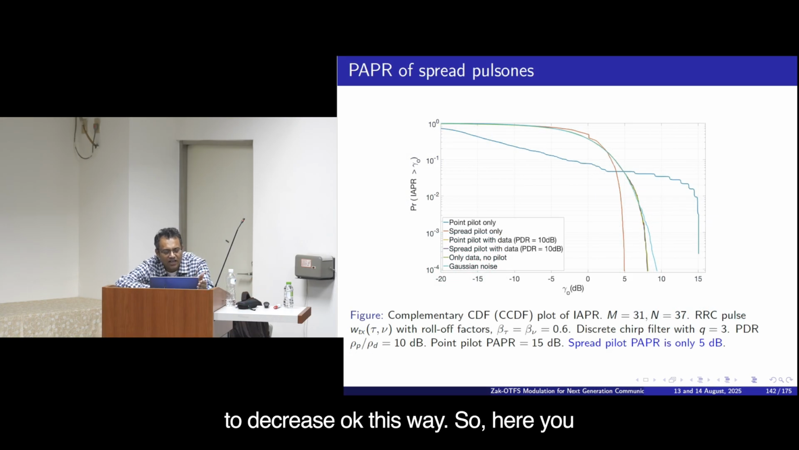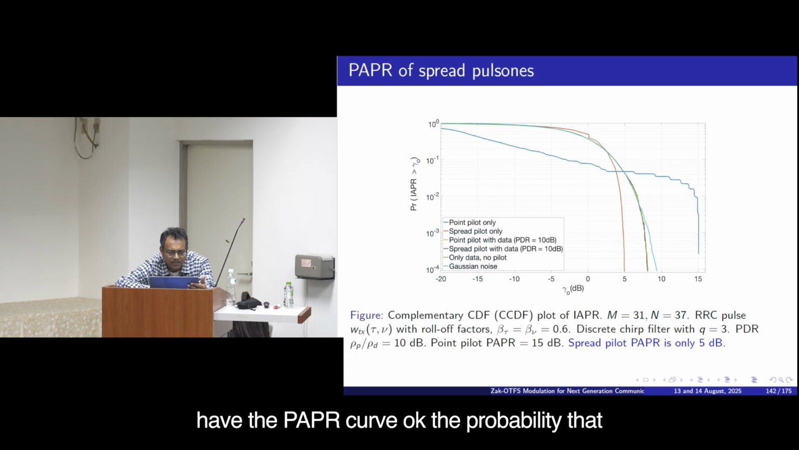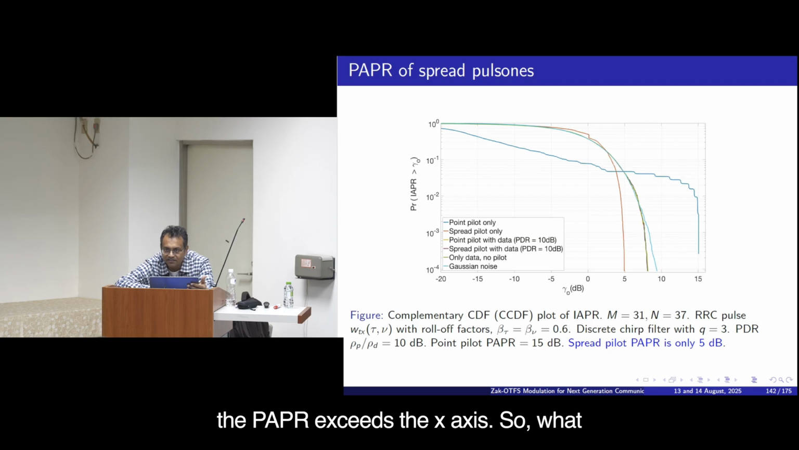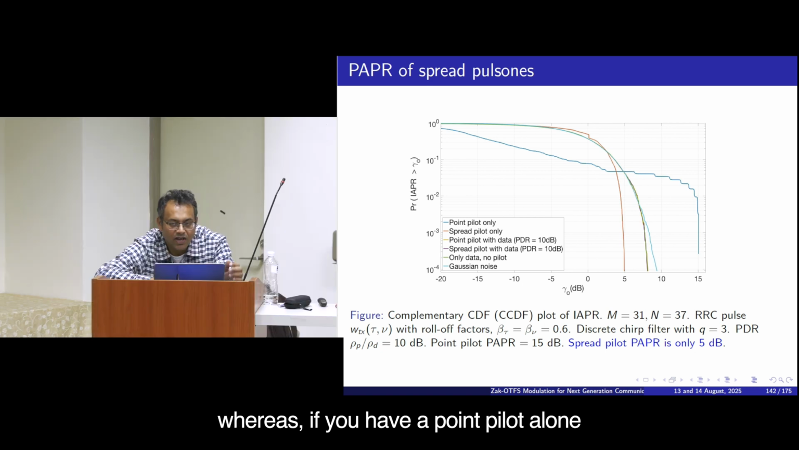So here you have the PAPR curve. The probability that the PAPR exceeds the x-axis. What you have in red is basically the spread pilot. So it never exceeds 5 dB PAPR. Whereas if you have a point pilot alone, with no data, then the PAPR can be very high.